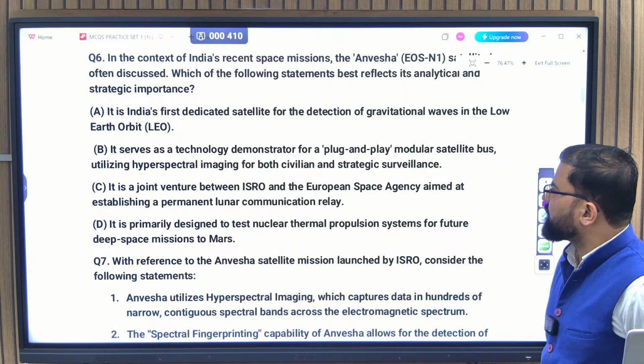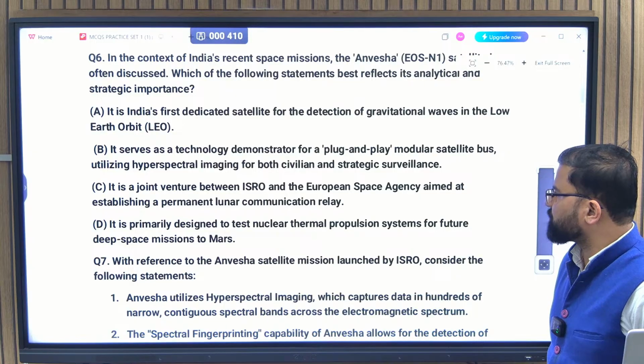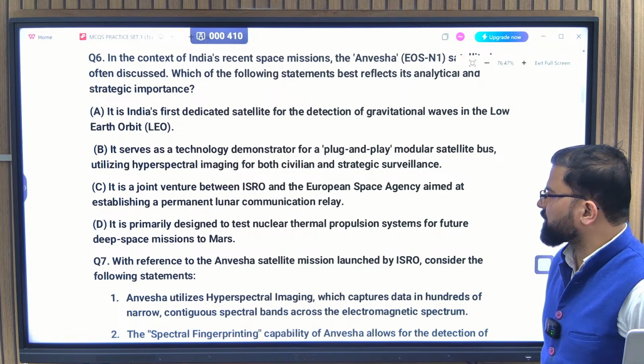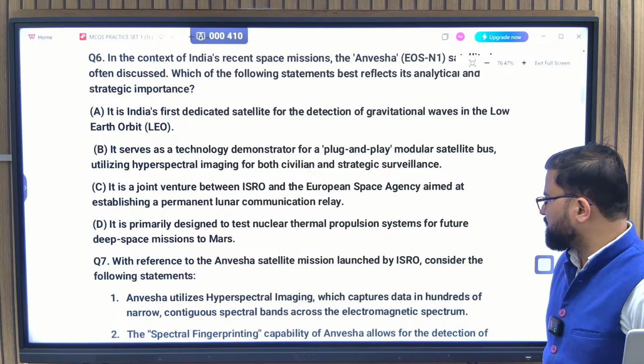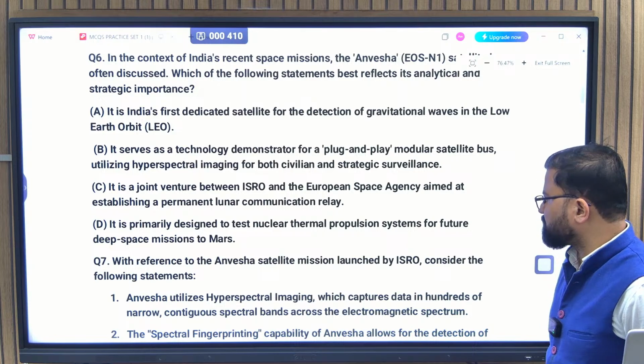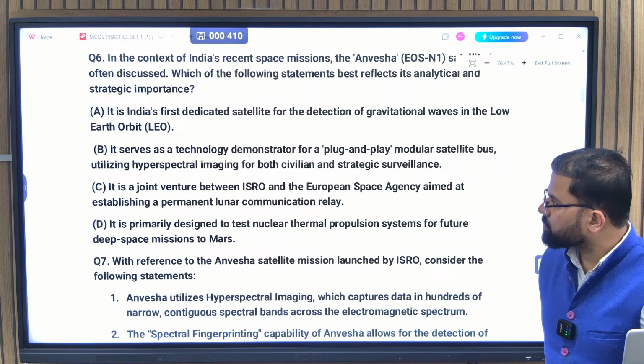It is India's first dedicated satellite for the detection of gravitational waves in low Earth orbit. It serves as a technology demonstrator for a plug-and-play modular satellite bus using hyperspectral imaging for both civilian and strategic surveillance. It is a joint venture between Israel and the European Space Agency. It is primarily designed to test a nuclear thermal propulsion system for future deep space missions to Mars. Question number 6.